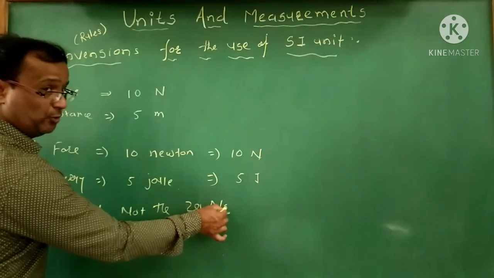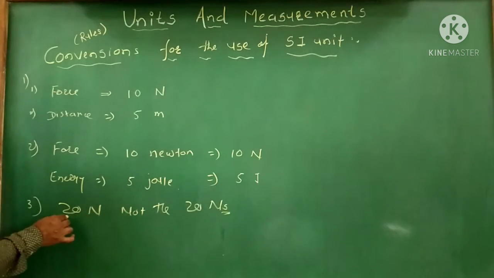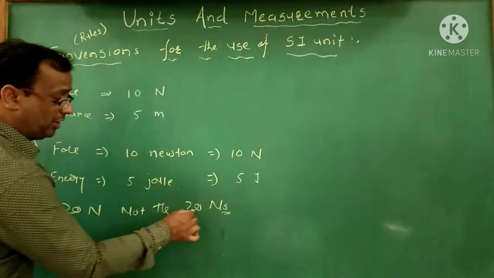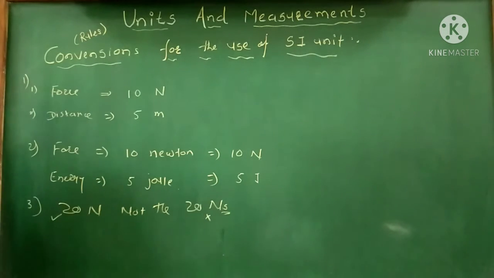It means that this is the plural form. Here we want to write that unit in singular form only. That is 20 newton, not 20 newtons. So this will be the correct one and this will be the incorrect one.